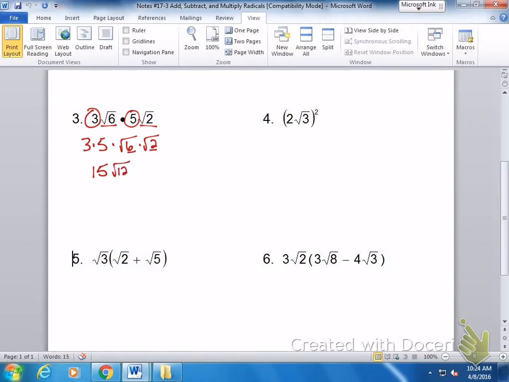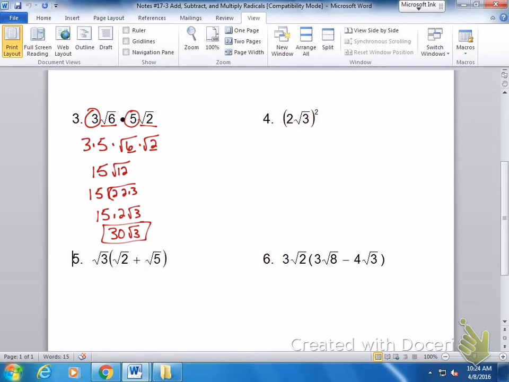Now I don't want to leave it like that because we already factored 12. I know that's 15 times the square root of 2 times 2 times 3. So I can pull out a 2. So I have 15 times 2 square roots of 3, which is equal to 30 square roots of 3. So see, we didn't have to factor that 12 again because we'd already done it. So pay attention. See if you can do that.